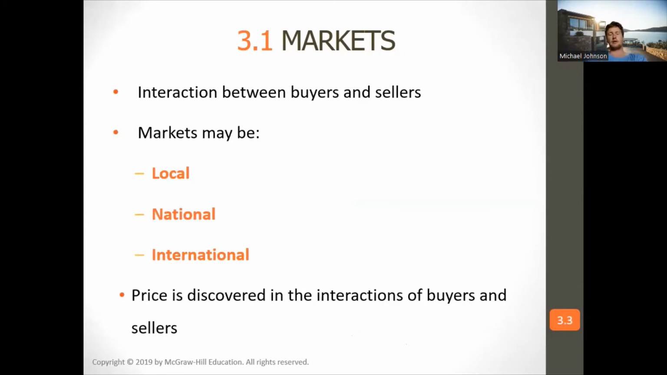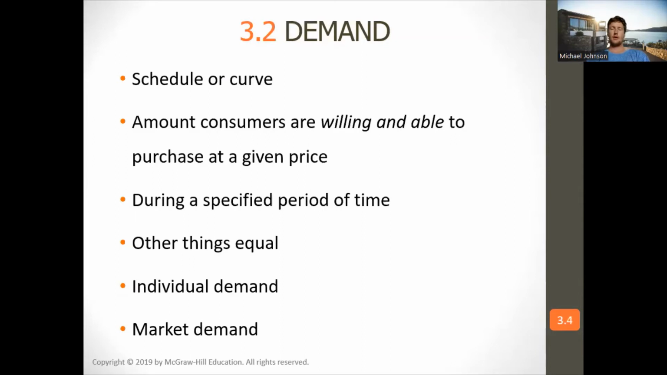So markets are interactions between buyers and sellers. Markets can be local, national, or international. Prices are determined through the interactions of buyers and sellers. Demand is a schedule or curve, the amount consumers are willing and able to purchase at a given price. There's individual demand and market demand.